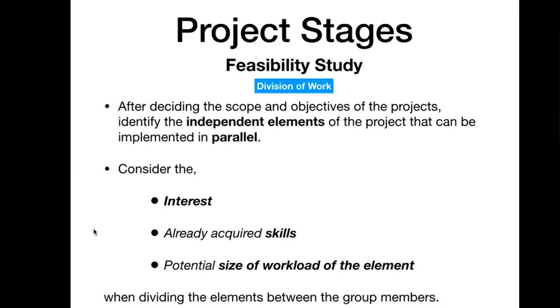project. When considering this division of work, always think about the interest, the already acquired skills, and the potential size of the workload of the element. When you think about these factors, you can divide the work among the students. Some students might be interested in working with algorithms, so give the algorithmic part to them, and some students might be interested in designing PCBs and soldering and things like that, so give that part to them. You can divide the elements well if you identify the interests, skills, and the ability to handle workload of each student.